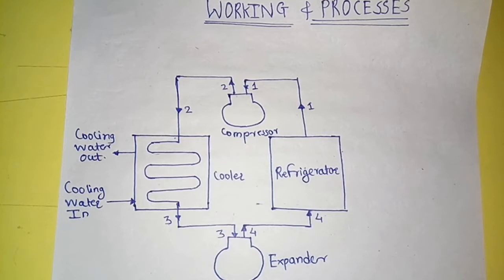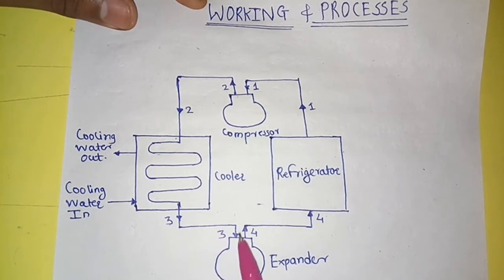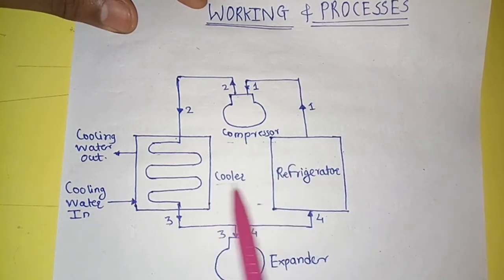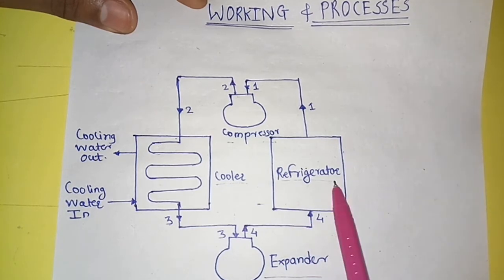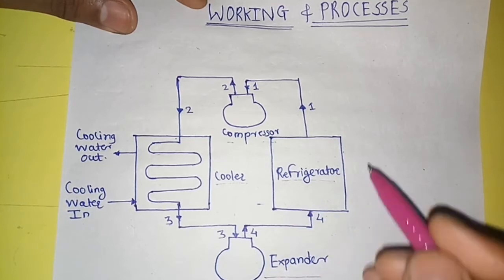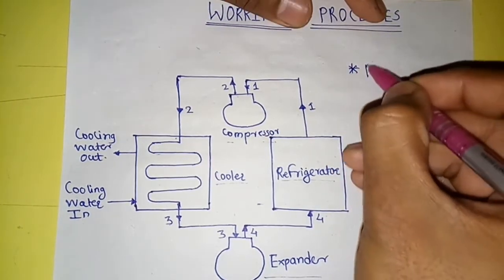Now see, this is the schematic diagram of a system which works on the Bell-Coleman cycle. This system consists of mainly four components. First is the compressor, second is the cooler, third is the expander, and fourth is the refrigerator. This Bell-Coleman cycle is followed by four processes as given.